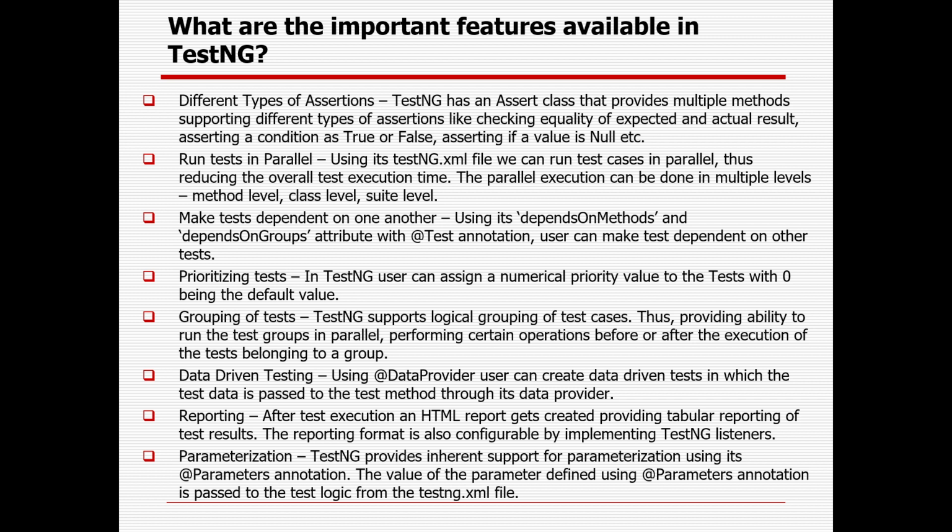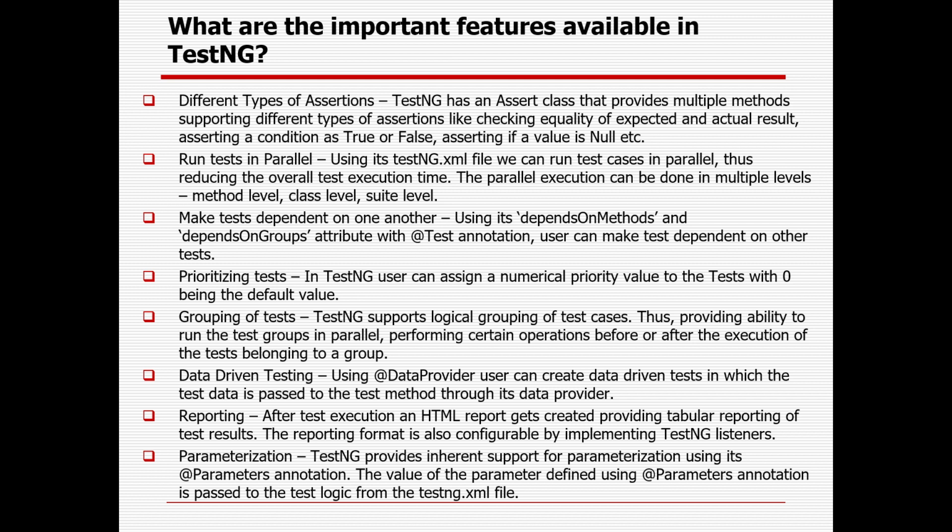Prioritizing the test. In TestNG, a user can assign a numeric priority value to the test. Suppose you have 10 test cases, so by default test cases will be executed based on the method name in alphabetically ascending order. But alphabetically ascending order is sometimes not correct. Suppose your logout is lower in alphabetical order and it gets executed, but login is not happening, your product search is not happening, payment is not happening, then automatically all your tests will fail.